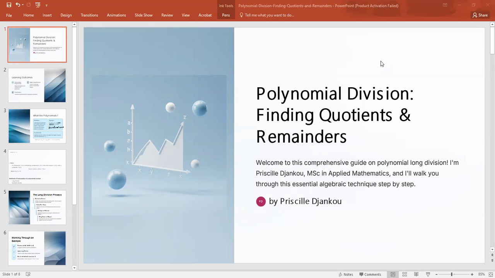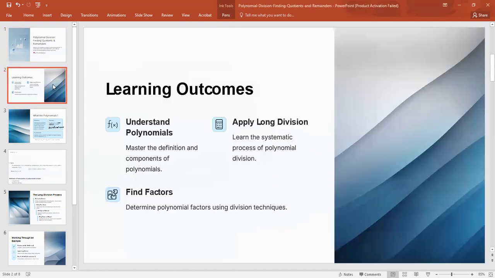Our discussion at this point is polynomial division. Precisely, we're going to see how to look for the quotient and the remainder terms. Let's go through the learning outcomes. By the end of this session, you should be able to understand what polynomials are, master the definition and the components of polynomials. You should also be able to apply long division, precisely learn the systematic process of polynomial division. You should also know how to find the polynomial factors using division techniques.